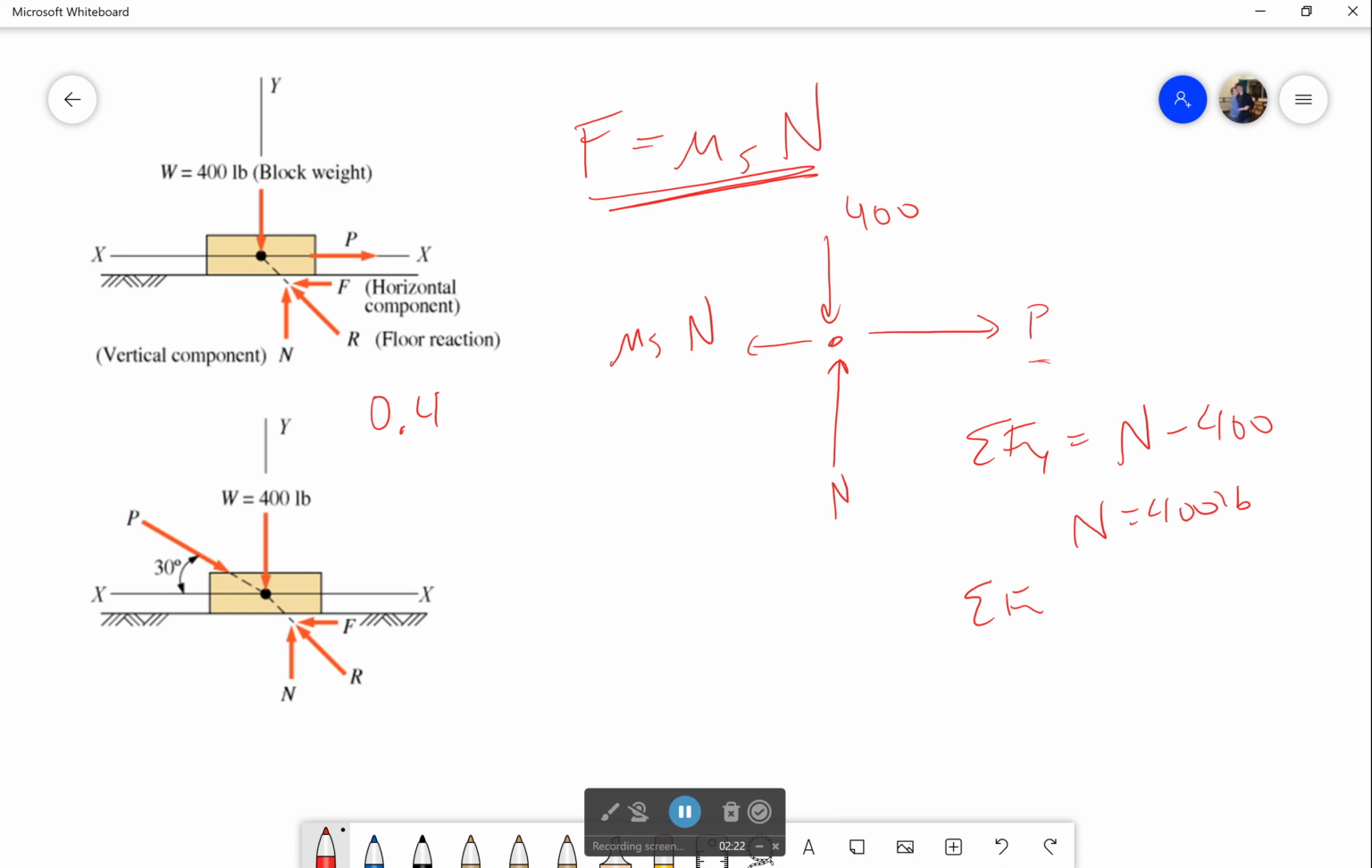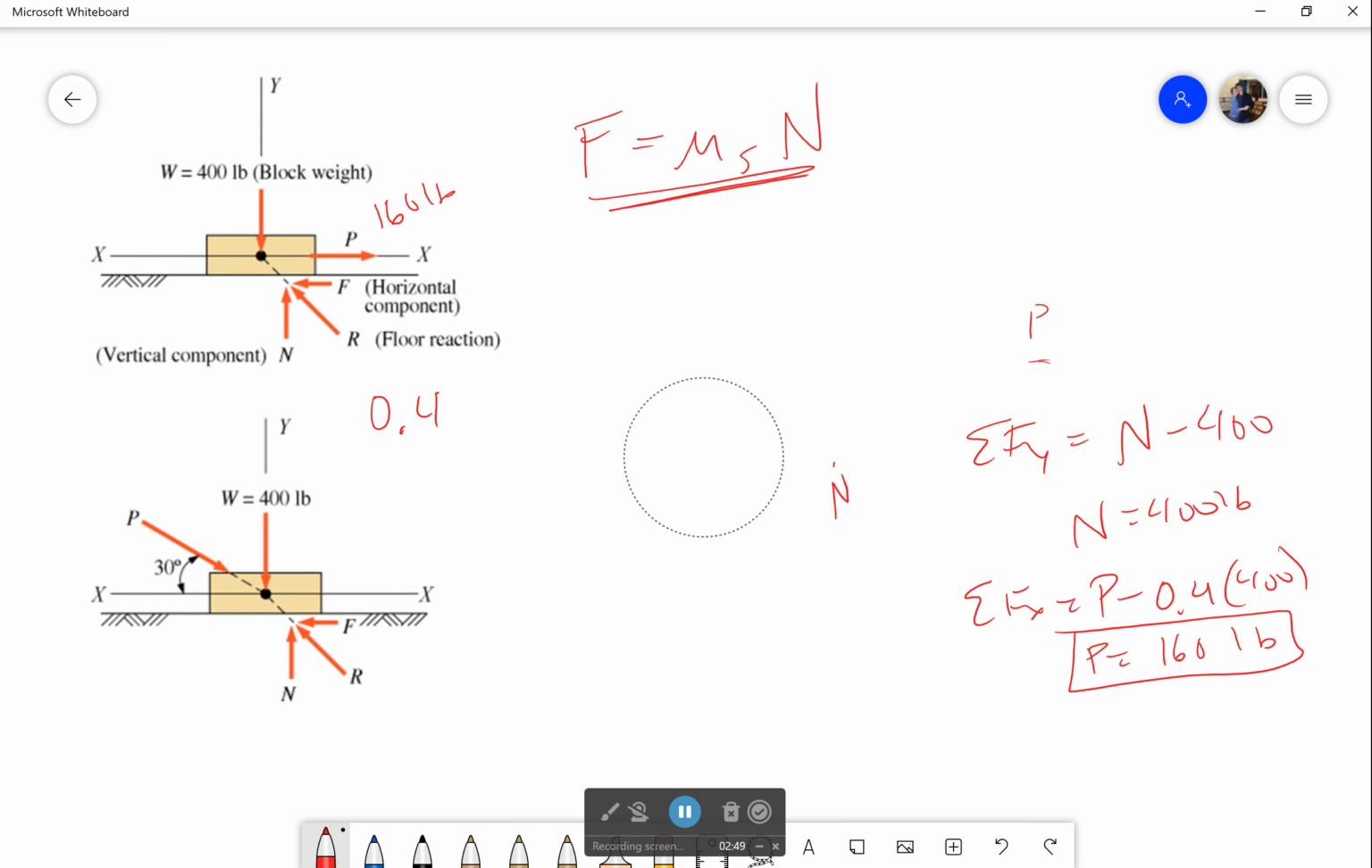Then I'll sum the forces in the X direction. What I'll get is that I have P minus 0.4 times my normal force, which is 400 pounds. And that means that P is going to be equal to 160 pounds. So if I apply anything greater than 160 pounds, I will begin to move. Anything before that will not cause it to move.